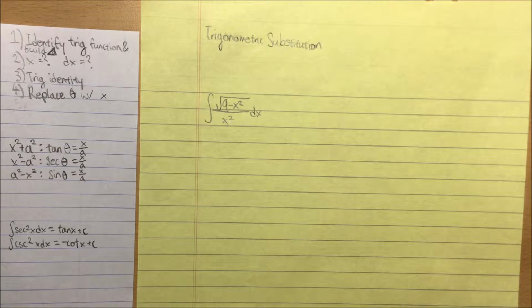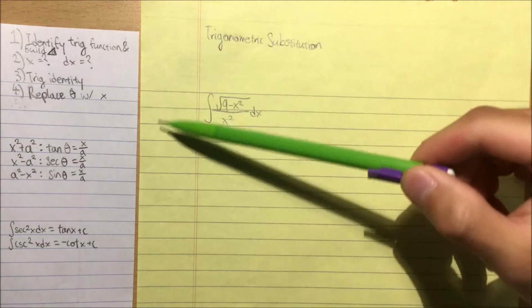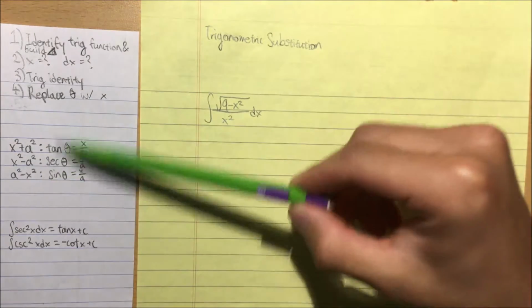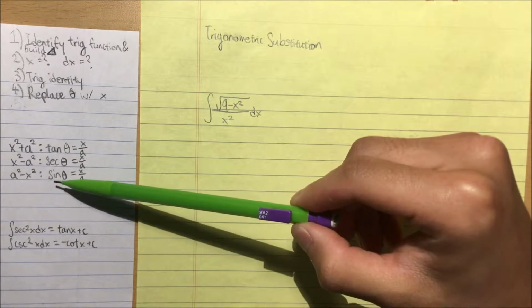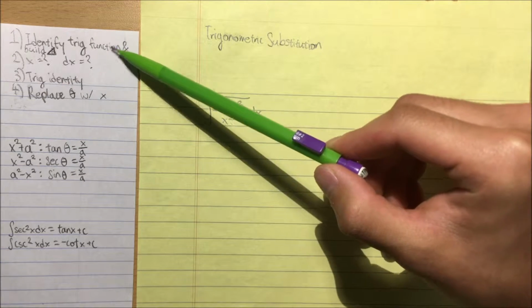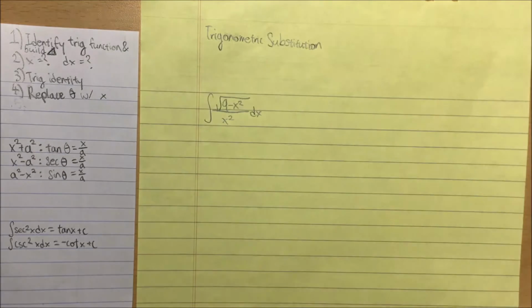Hi everyone, in this video I'll be explaining how you can integrate using trigonometric substitution. This method consists of 4 steps I've described here, and there are some things you need to memorize, which are these 3 expressions, which are for step 1, which is identifying the trig function, which is one of these 3.